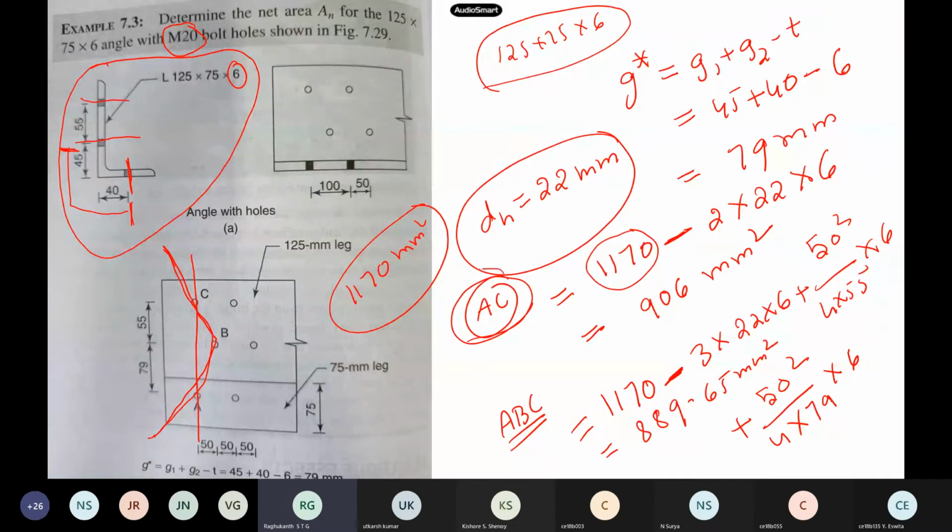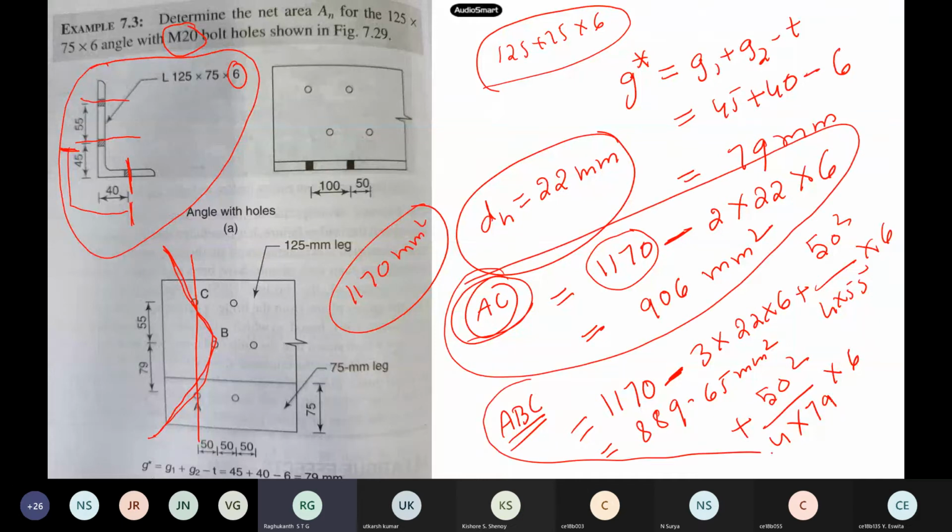Now you tell me, this angle section is going to fail in which failure path? ABC. So that failure path is like this. Of course, here I have done only 2 paths. But if you are a good engineer, what should you do?